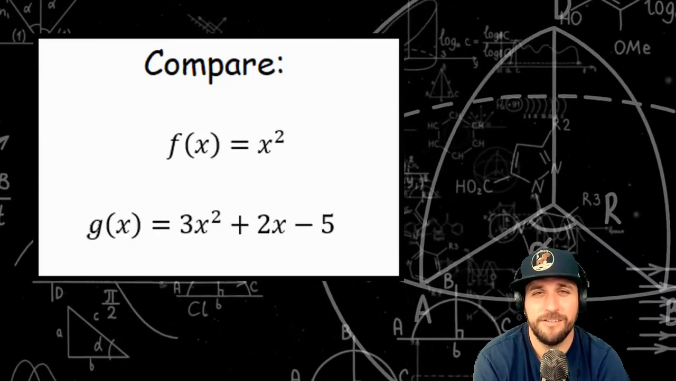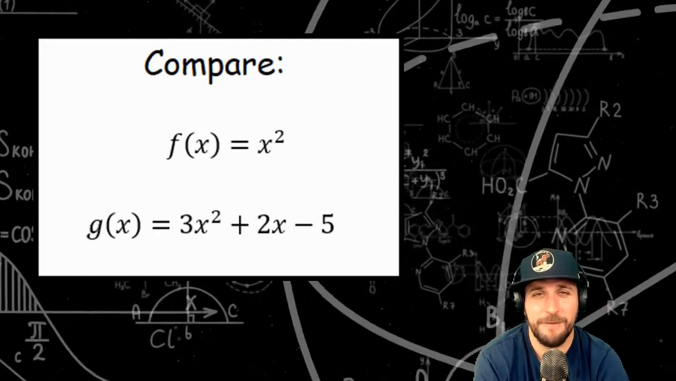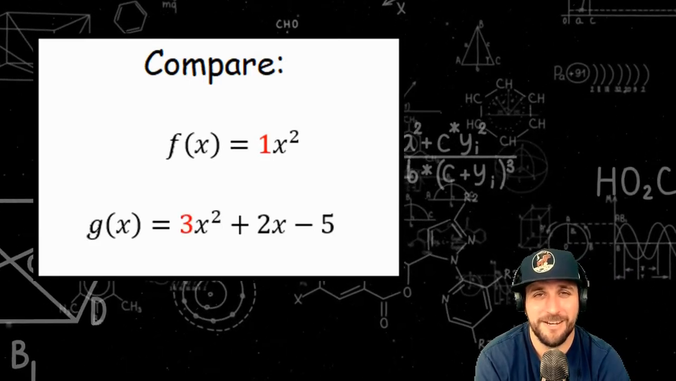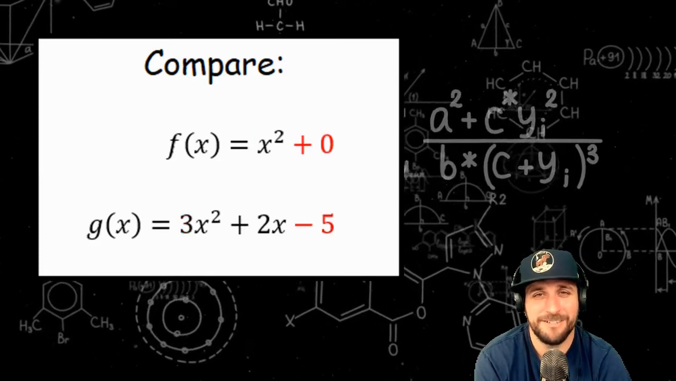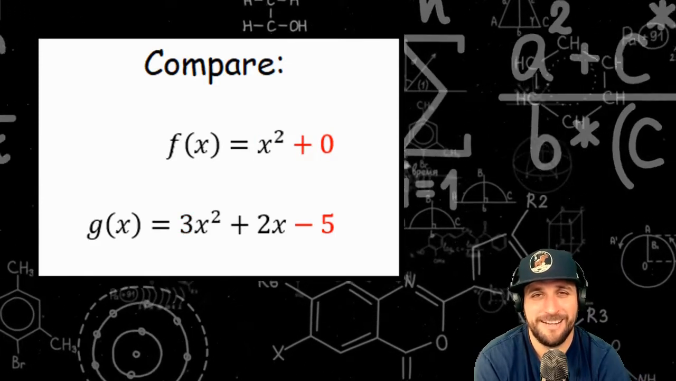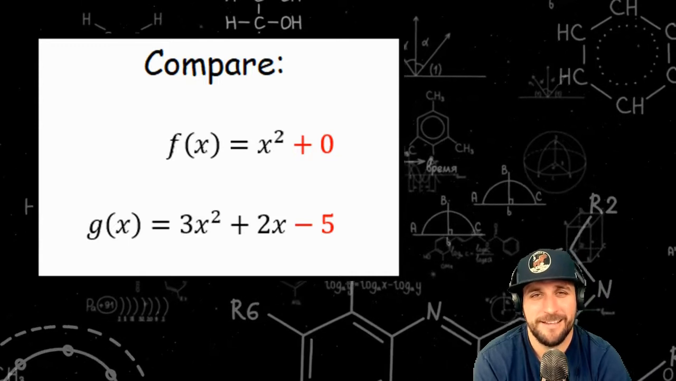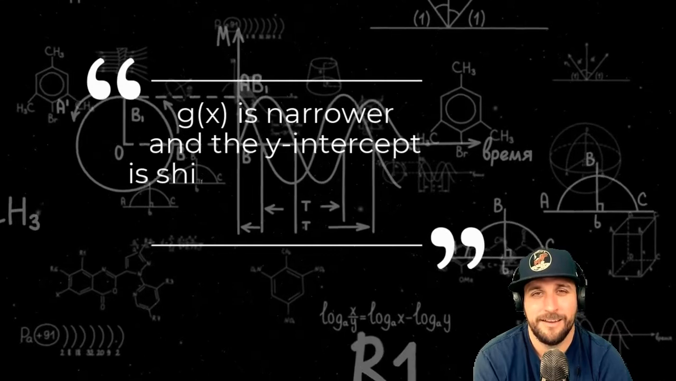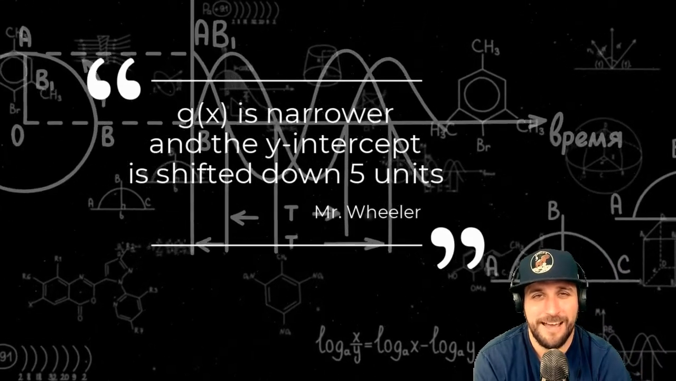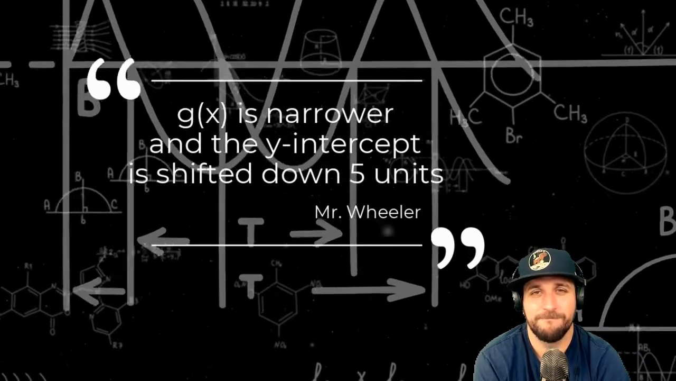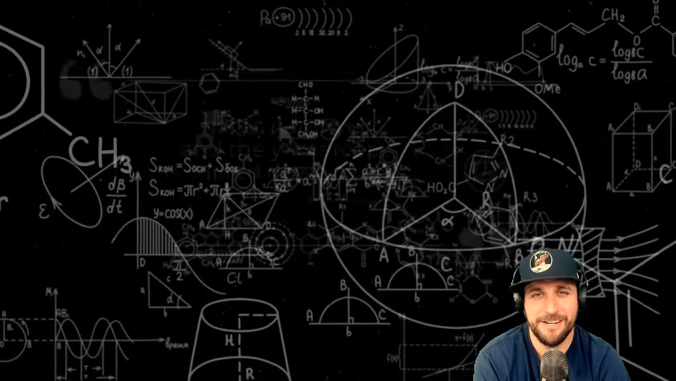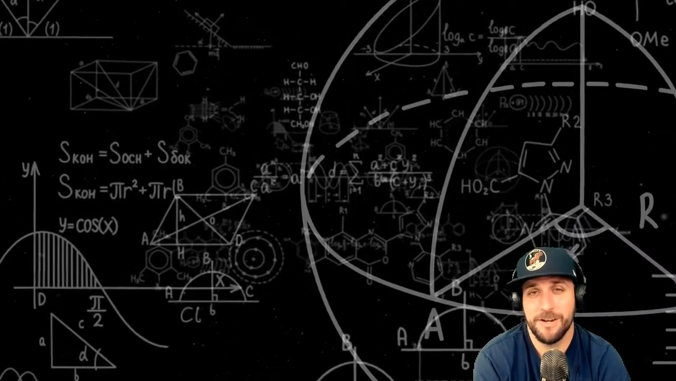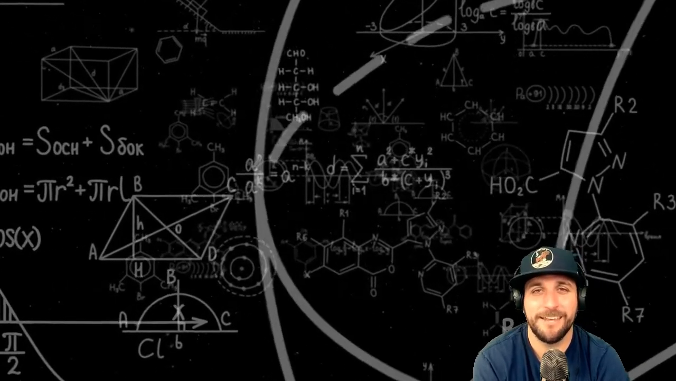On number 2, g of x equals 3x squared plus 2x minus 5. 3 is bigger than 1, so my graph is going to be narrower. And minus 5, my y-intercept went down 5. So for my answer, I could write something like g of x is narrower, and the y-intercept is shifted down 5 units. I'm comparing the two, so I don't need to say it's facing up, because f of x was already facing up. If you want to say it's facing up, that's fine, but either way.